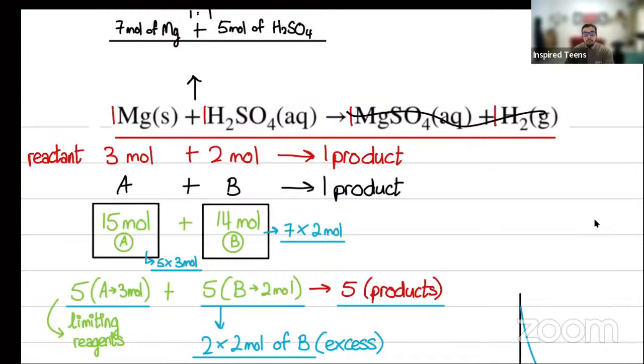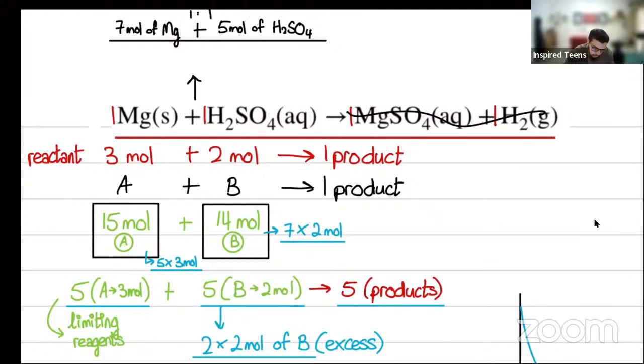So you're going to react 1 mole of Mg with 1 mole of H2SO4. As they react, you're going to use 1 mole reacting with 1 mole, then your second mole, then your third, your fourth, then your fifth mole. Once you use up the fifth mole of H2SO4, you don't have any left over. However, you'll still have 2 extra moles of Mg. And that is what happens.